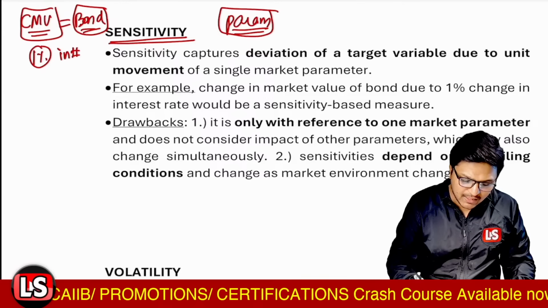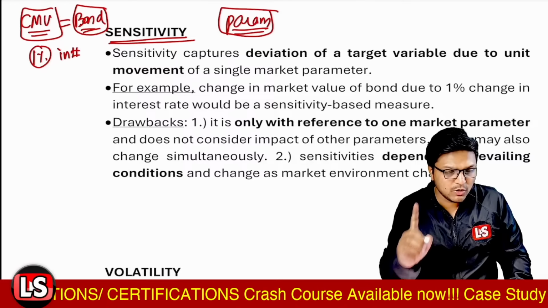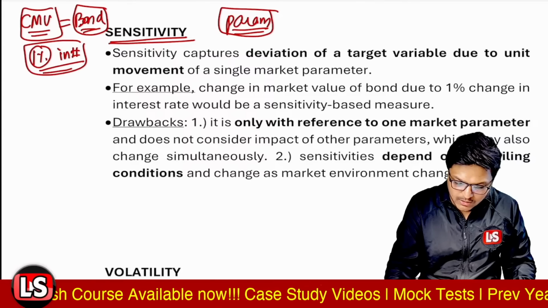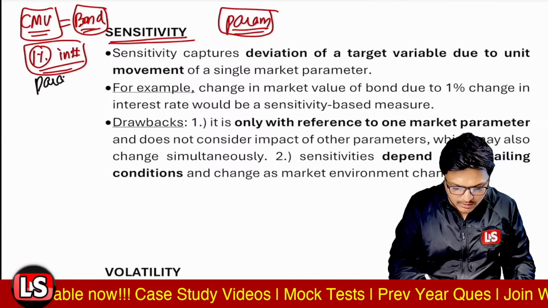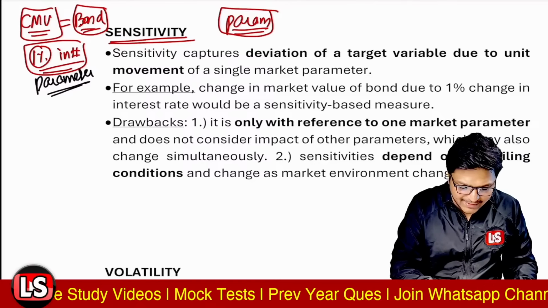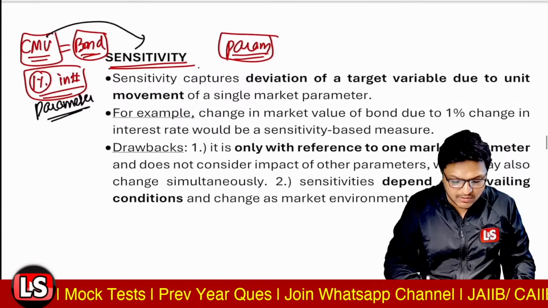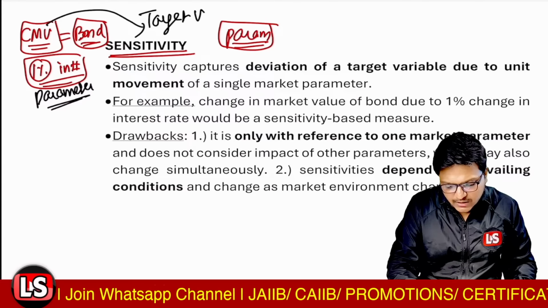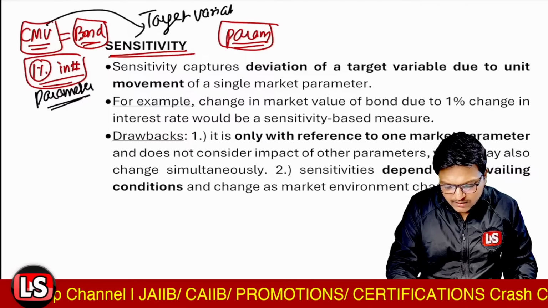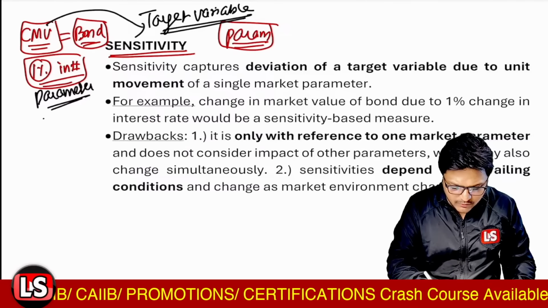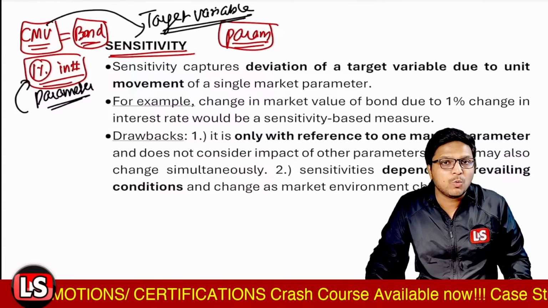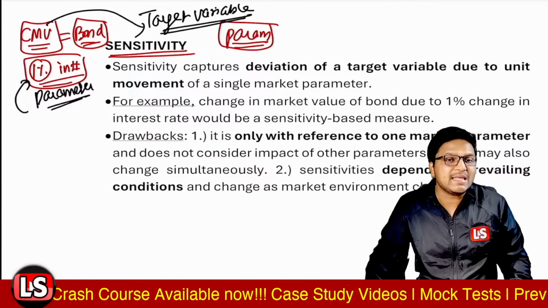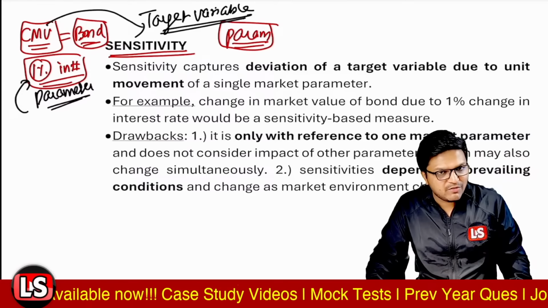So we are moving one single parameter, a unit value of it, and that is the interest rate, which we are considering to be the parameter over there. And the current market value, we are considering it to be the target variable. So when we are moving the unit value of the parameter, what will be the change in the target variable? That is the sensitivity. That is the definition of the sensitivity.